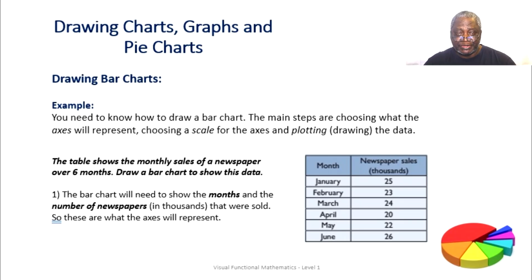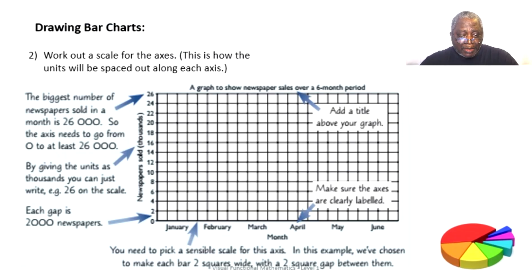So we need to represent this on a bar chart. Let's go about and see. There are certain rules you have to follow. You need to work out a scale for the axis. Scales mean the size you're going to allocate to the real stuff. This is how the units will be spread out along each axis. If you look at the grid-lined paper where you're going to draw the chart there, you'll see a heading there.